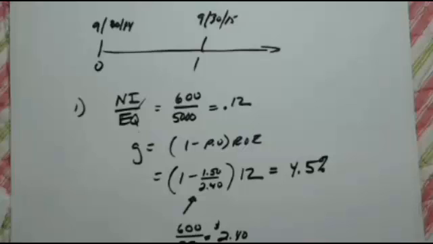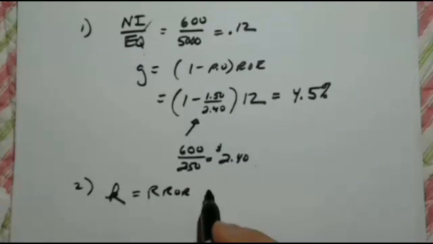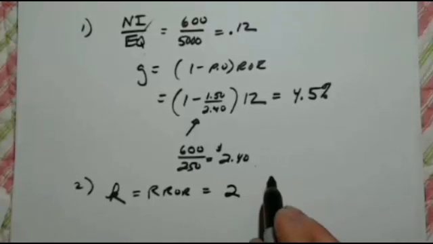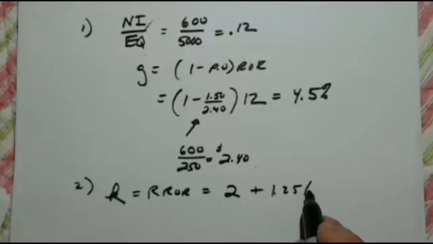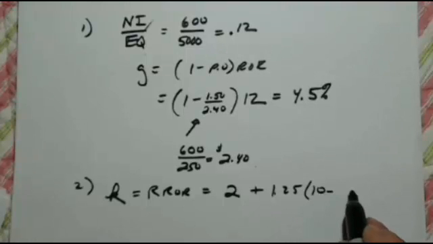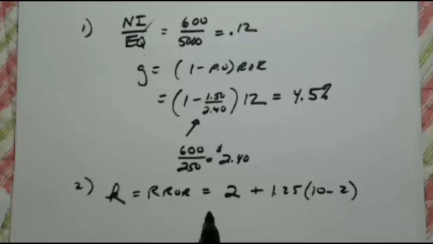Okay, part 2 is compute the firm's required rate of return, K. Which equals the required rate of return. And that's the risk-free rate plus the beta, 1.25, times the expected return on the market, 10, minus the 2% risk-free rate. We do that calculation, we get a 12% K.